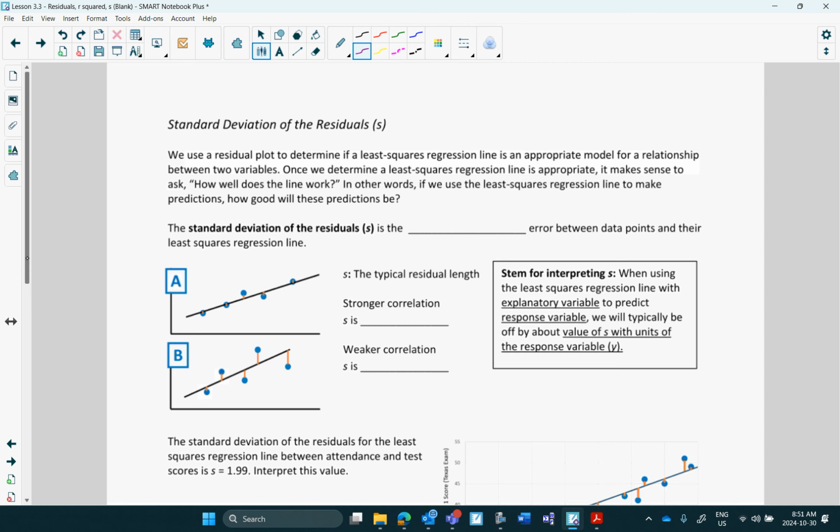Okay, how far? I used a specific phrase, 2 words. Typically, or typical distance, or typically varies. Good. So instead of from the mean, though, it's from the line. So the standard deviation of the residuals is the typical error. And error means basically the same thing as distance between the data points and the least squares regression line. So it's very similar, except now we're talking about 2 variable data here.